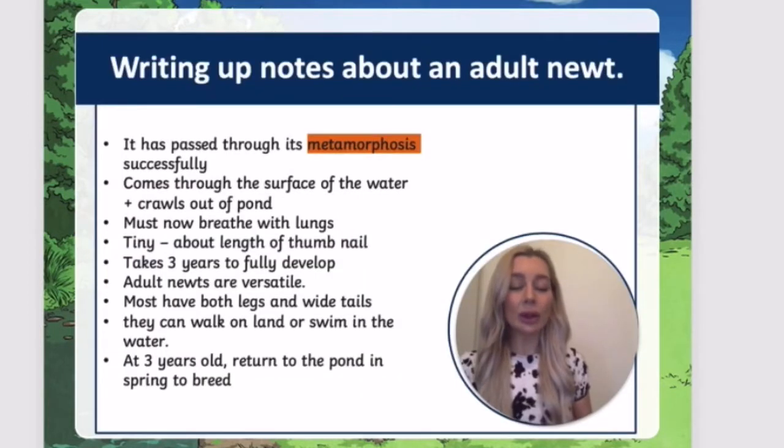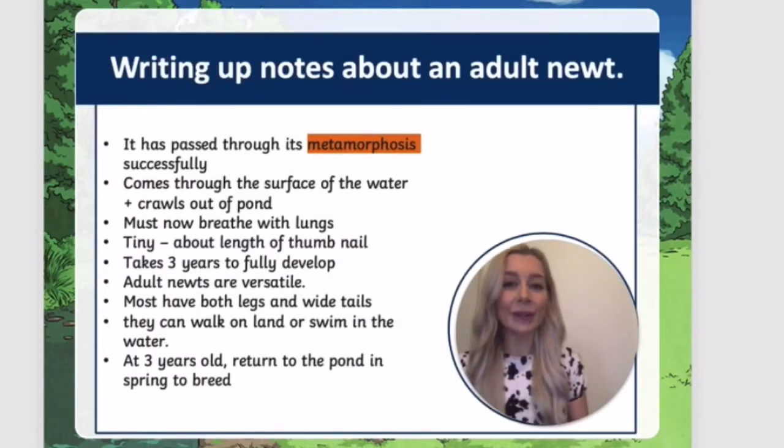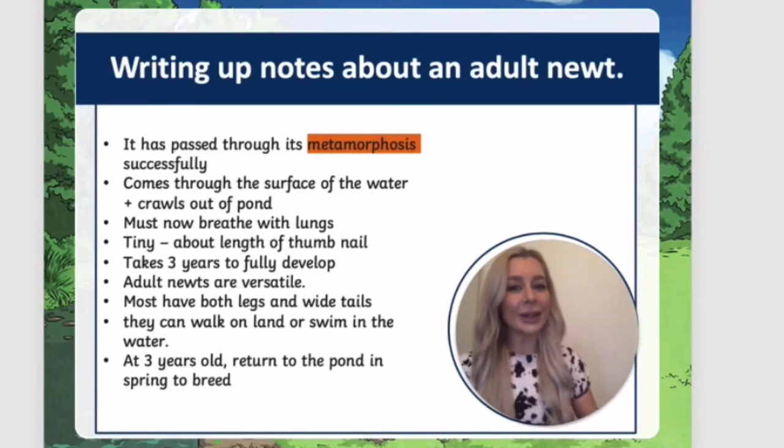Last week we watched lots of videos about the life cycle of a newt. Here's the notes that I took from the adult stage of the life cycle. As you can see, they're not in full sentences again, so we're going to need to work a little bit on that in this lesson. At the end of the lesson, I'd like you to do the same thing. Transfer your notes from bullet points into full sentences.